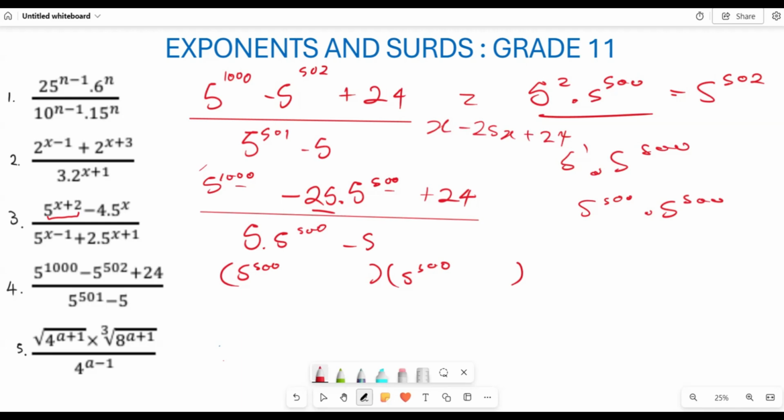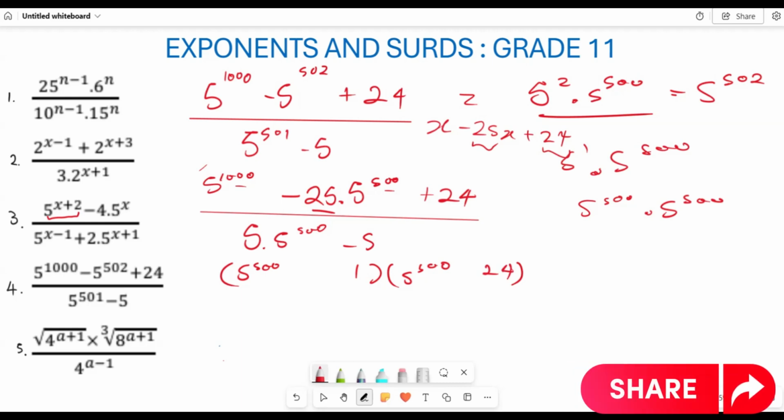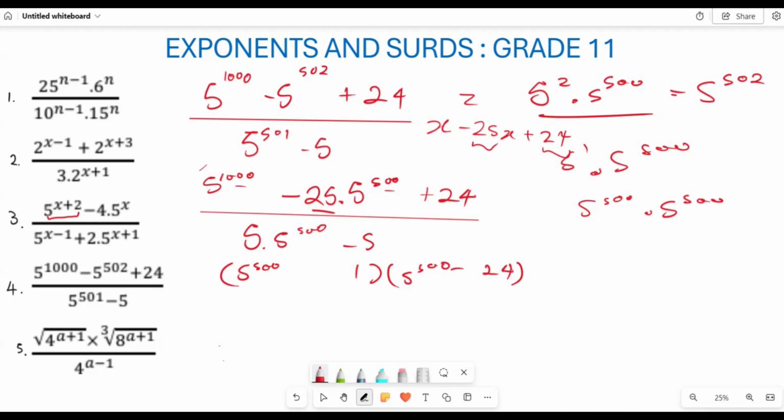So which means now for me to get the 24 here, I need to distribute this 25. For me to get the 25, I must work with the 24. This is going to be 24, right? This is going to be 24 and also 1. And how can I ensure that I get my negative 25? This is negative and this is negative.